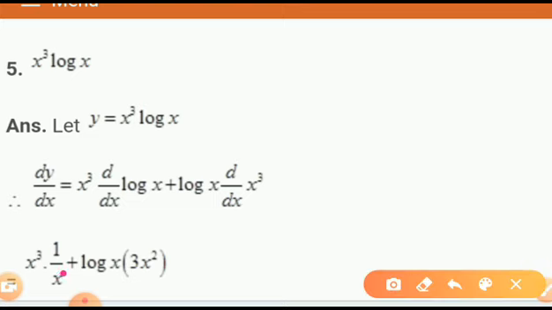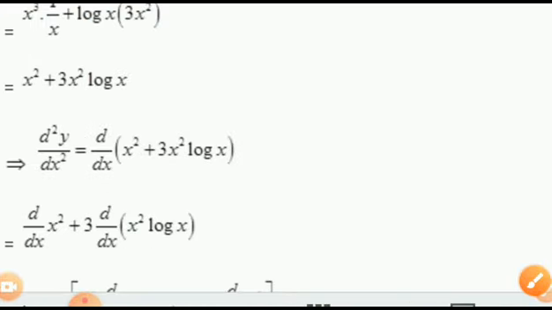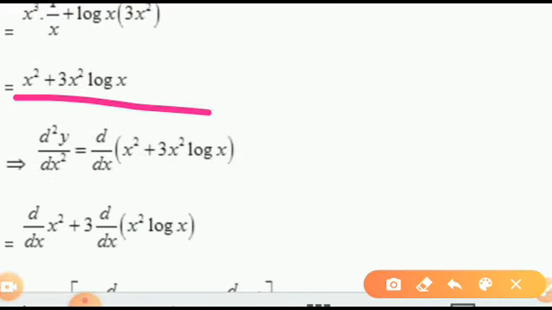I can simplify it, this x and this 1x will get cancelled. So after simplifying, my dy by dx is x square plus 3x square log x. Again differentiate it with respect to x. So it will be d2y by dx square, it is equal to d by dx of x square plus 3x square log x. This derivative directly I can write.